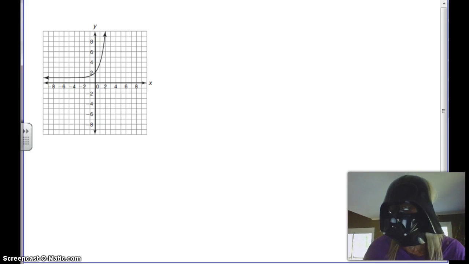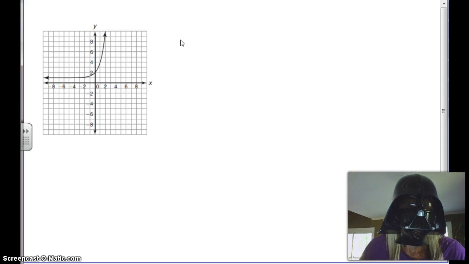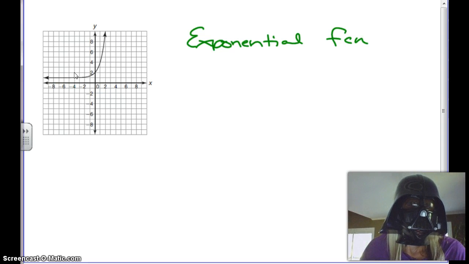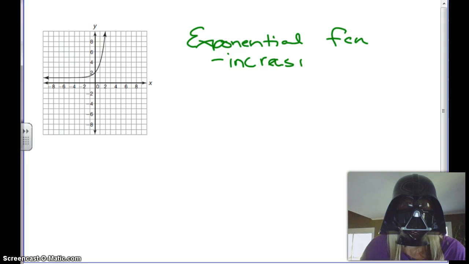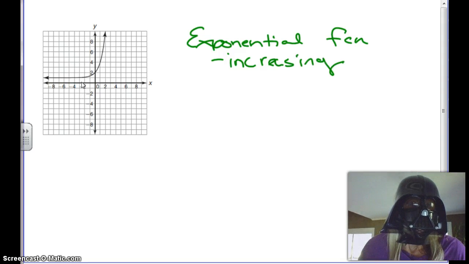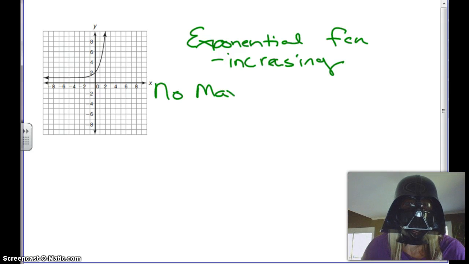This, hopefully you remember from your notes last night, is called an exponential function. It makes the swoop. It's increasing. Remember we wrote left to right, it's going up. So it's an increasing exponential function. And you can see it goes up forever and it goes to the left forever. So this does not have a maximum or a minimum point.